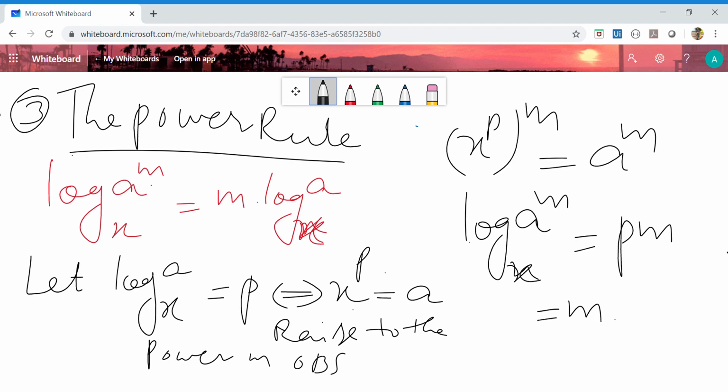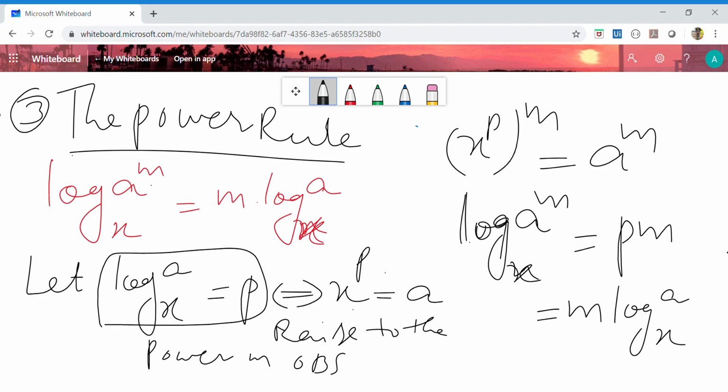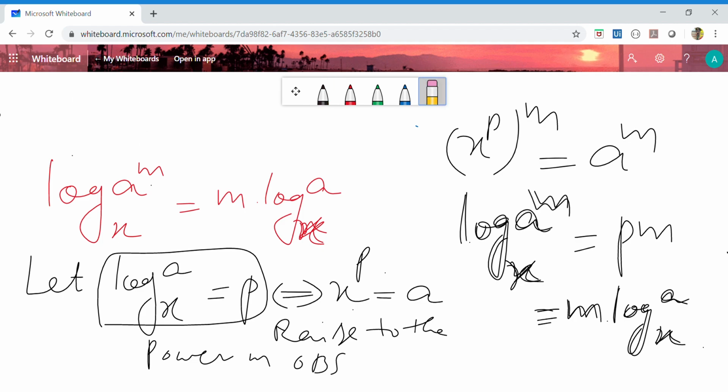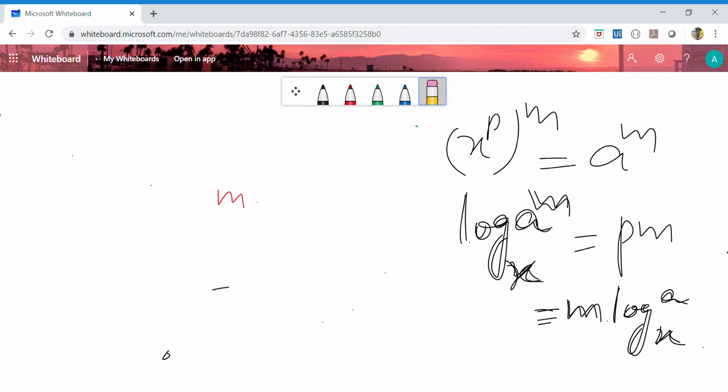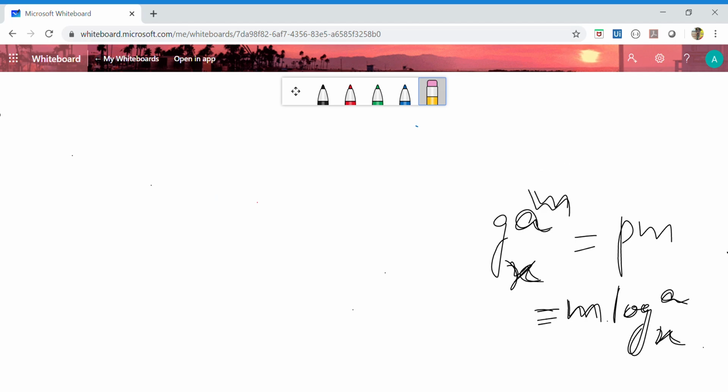And what is the p value? Here the p value is log a to the base x. So what did we get? Log a to the power of m to the base x is equal to m into log a to the base x. This is the third law, called power rule or power law.